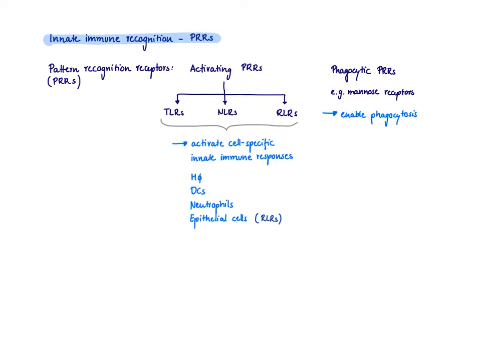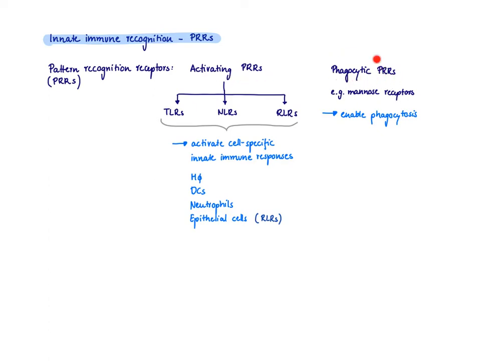So in this video, I want to talk about the receptors that are needed to initiate an innate immune response. These receptors are commonly referred to as pattern recognition receptors because they recognize patterns on pathogens. So they can only recognize classes of pathogens, and they're not very specific. Generally, we distinguish between activating PRRs and phagocytic PRRs.